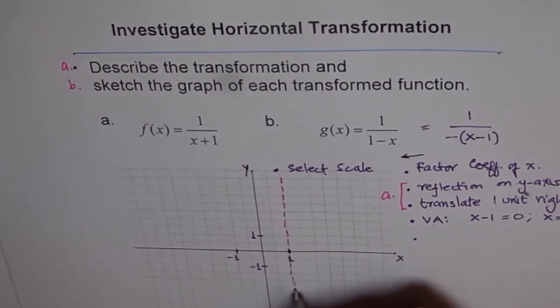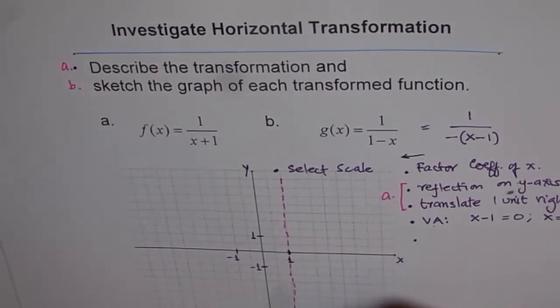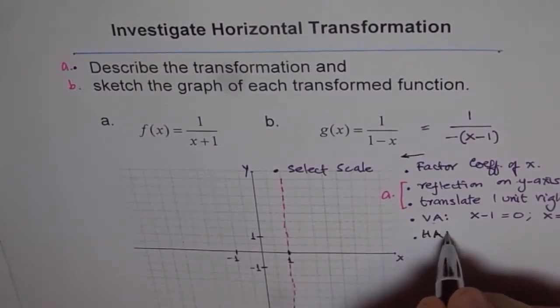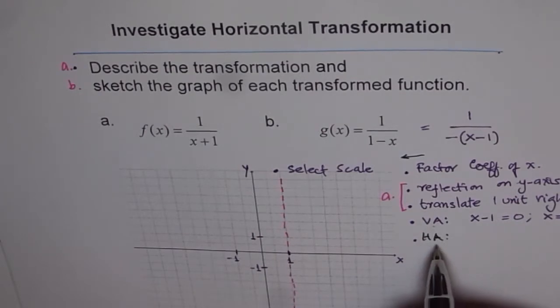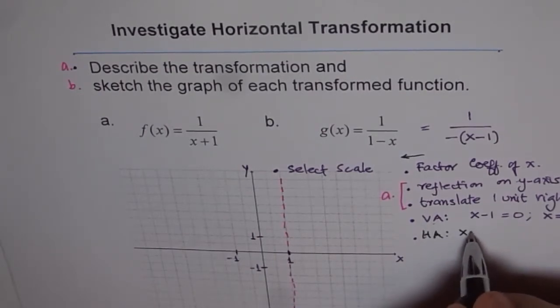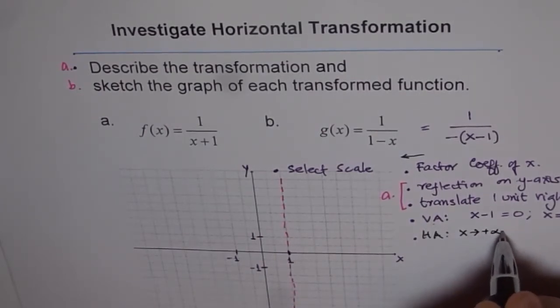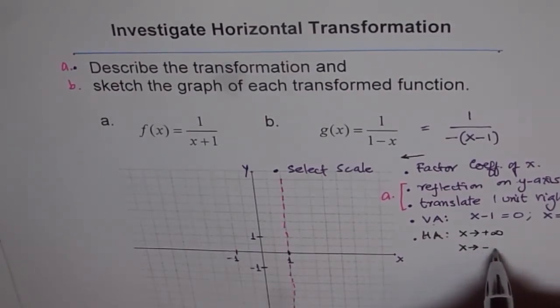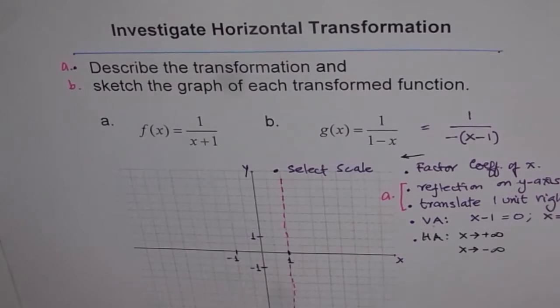Always use a scale to draw your graph, right? I'm kind of giving you a rough sketch here. Vertical asymptote. Now we'll go for horizontal asymptote. So horizontal asymptote is where? Horizontal asymptote really means that if x approaches positive infinity, what happens to y? If x approaches negative infinity, what happens to y?